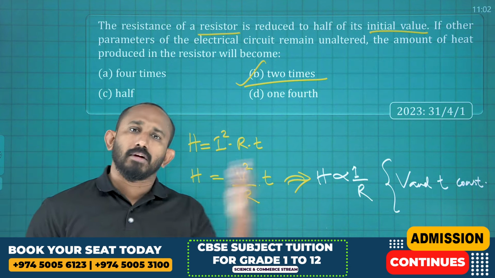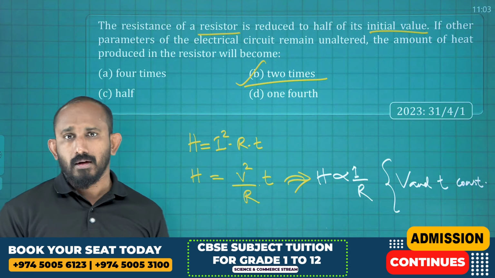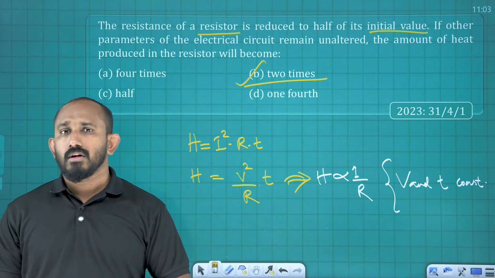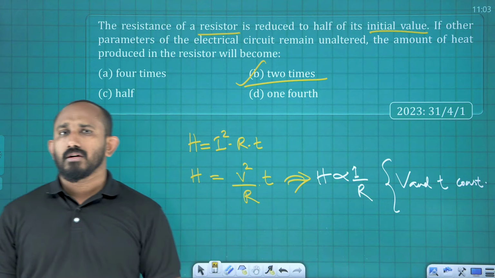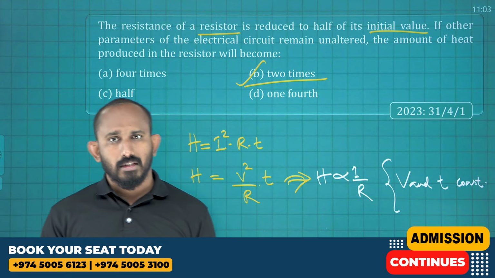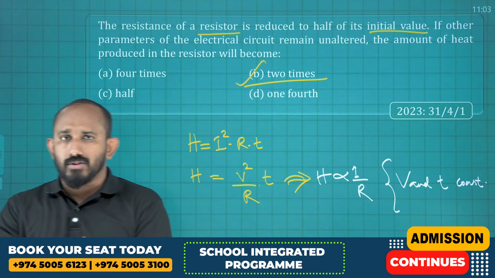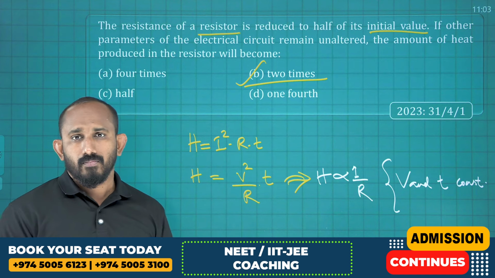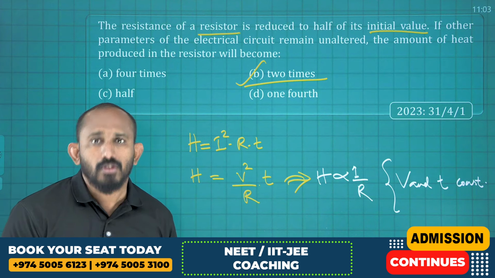So you can get 3 or 4 equations. Power into time is one equation. V square by R T is another equation. V I T is another equation. I square R T is another equation. In that one, which parameters can be kept constant? Though you change the resistance, it is V square by R into T. Hope you got it. So, next question.